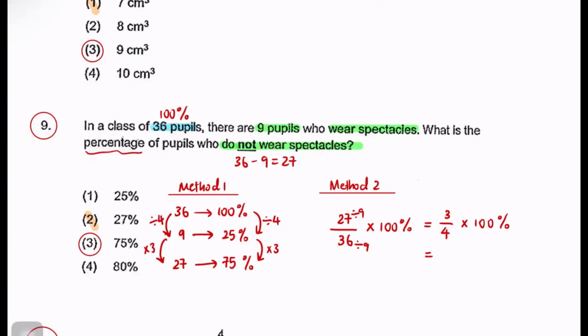Without calculator, how do you solve this? 100% is a whole number. You imagine it as a fraction, it will be 100 over 1, right? So 3 over 4 times 100 over 1. Now this 100 I can divide by 4 first, right? 100 divided by 4 is 25. See? Now you get it, right? So I can cancel. This is 25, and this is 1.